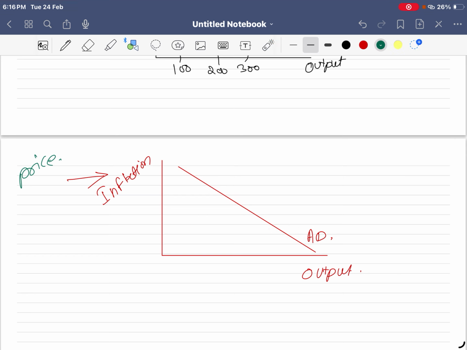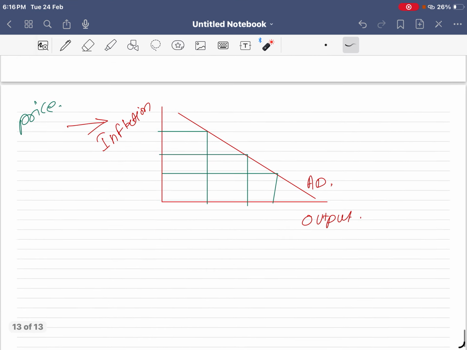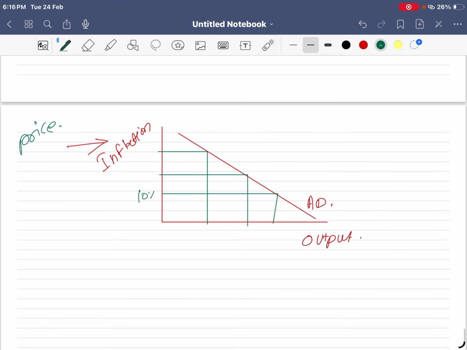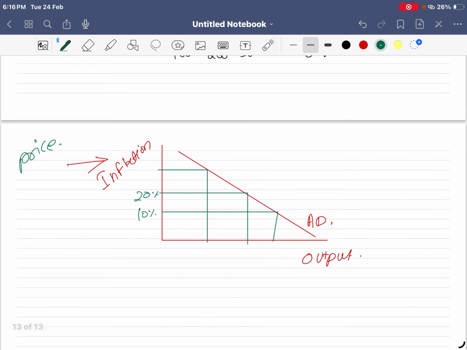Now here also we put the relations. The values of inflation we can take from here: 10, 15 and 20%. Output is 100 crore, 200 crore and 300 crore. Now see here, as the inflation is increasing, our overall output is reducing. You can see this also: as the price level increases, overall quantity demanded reduces in the economy. The same is happening here.